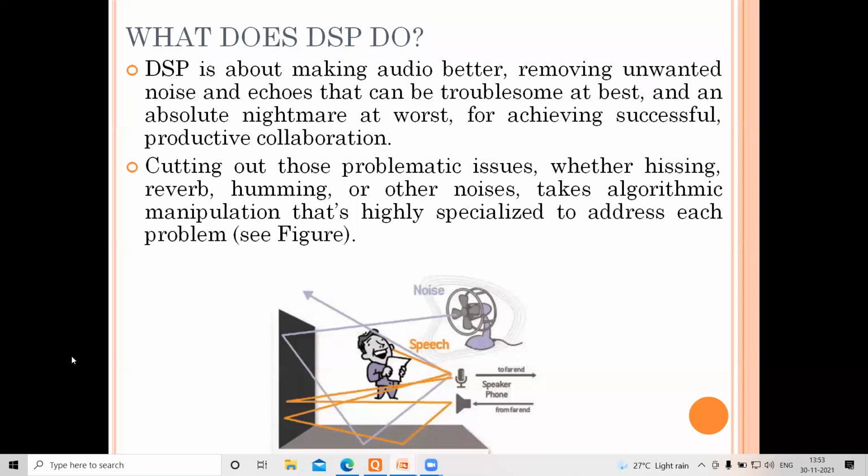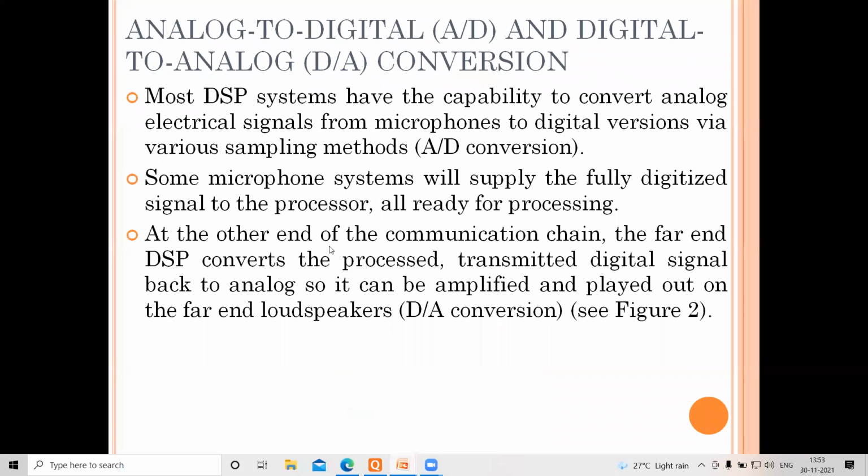Therefore, you'll find a lot of DSP applications with respect to this. Then the most important part of this is analog to digital conversion or digital to analog conversion. Most of your DSP systems have the capability of converting your analog signals into digital signals, right? The information that's being received from your microphones is being converted into its digital version. Some microphone systems will also supply a fully digitized signal that's already ready for processing. If it's not there, probably you'll have to convert them, right?